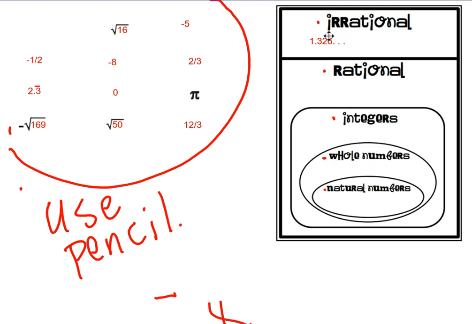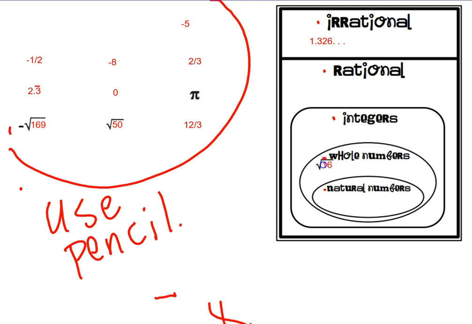Okay, let's look at the next number. We have the square root of 16. The square root of 16 we know is 4, and 4 is not irrational, it's rational, right? Because 4 terminates or repeats. We can write it as a fraction, 4/1. It's also an integer. It's also a whole number.